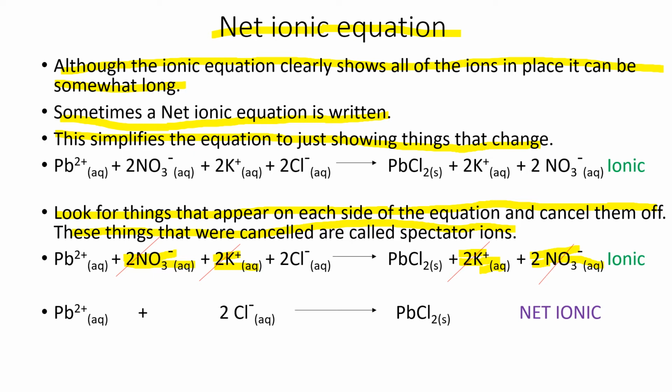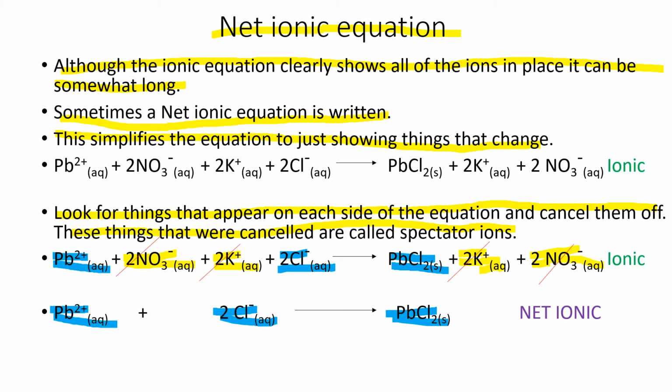Our last step is we just bring down, just like in math, what we didn't cancel. So lead ions, chloride ions, chloride ions. Our precipitate, lead chloride. And what we have is the net ionic equation. The net ionic equation just shows those things that actually change in the equation. Just like the ionic equation, it's important to remember to write charges in where it's appropriate, as well as to write in whether things are aqueous or solids.